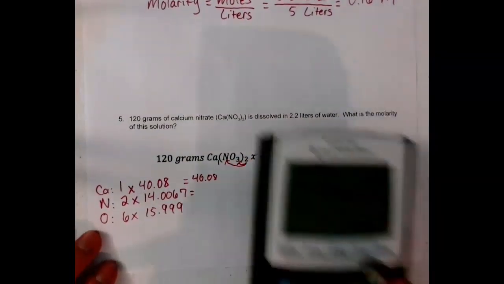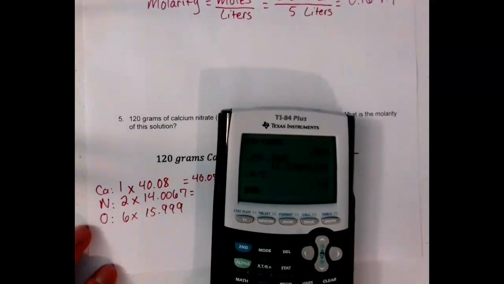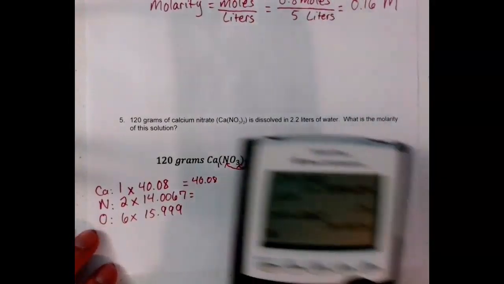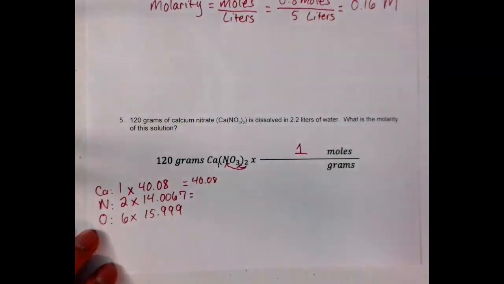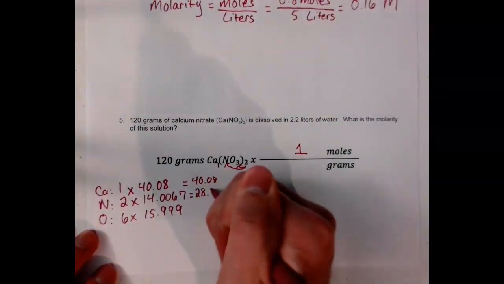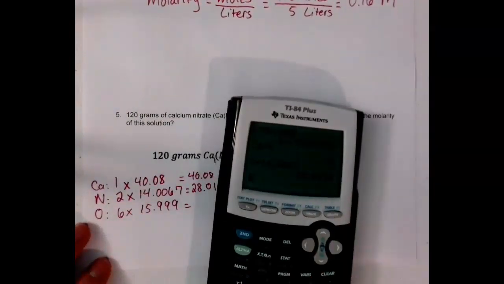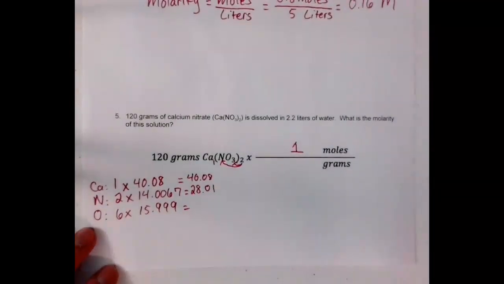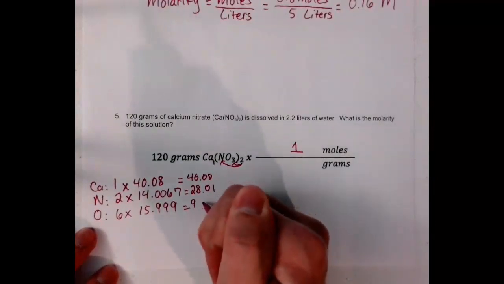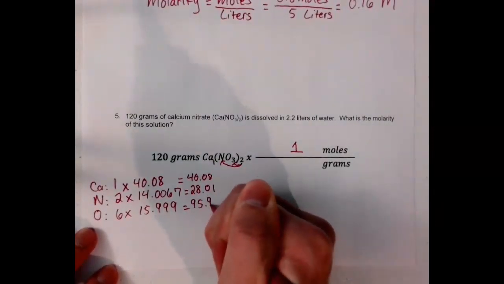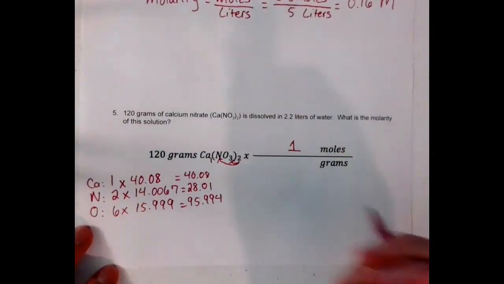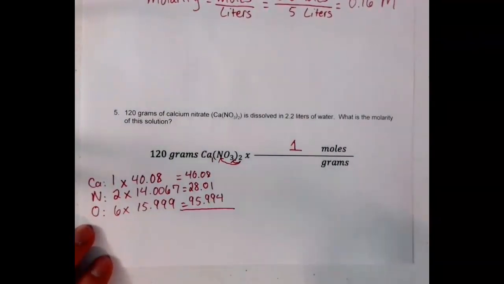All right, so 1 times 40.08 is 40.08. 2 times 14.0067 is 28.0134, so 28.01. All right, and 6 times 15.999 equals 95.994. Okay, so now we're going to add all of those together.